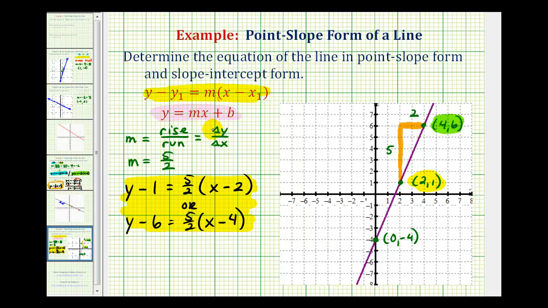So in slope-intercept form, we'd have the equation y equals 5 halves x, and then instead of writing plus negative 4, that's the same as minus positive 4. So here's the equation of the line in slope-intercept form. And that'll do it for this example.